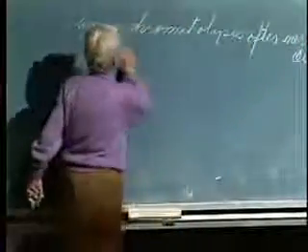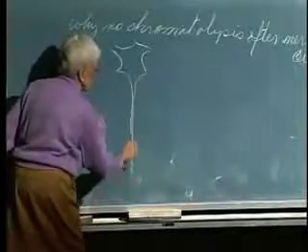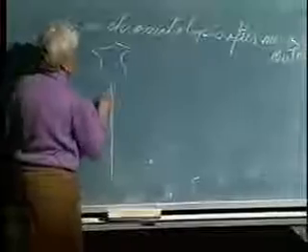Well, here we have our nerve cell. Here's its axon. Here's some myelin.